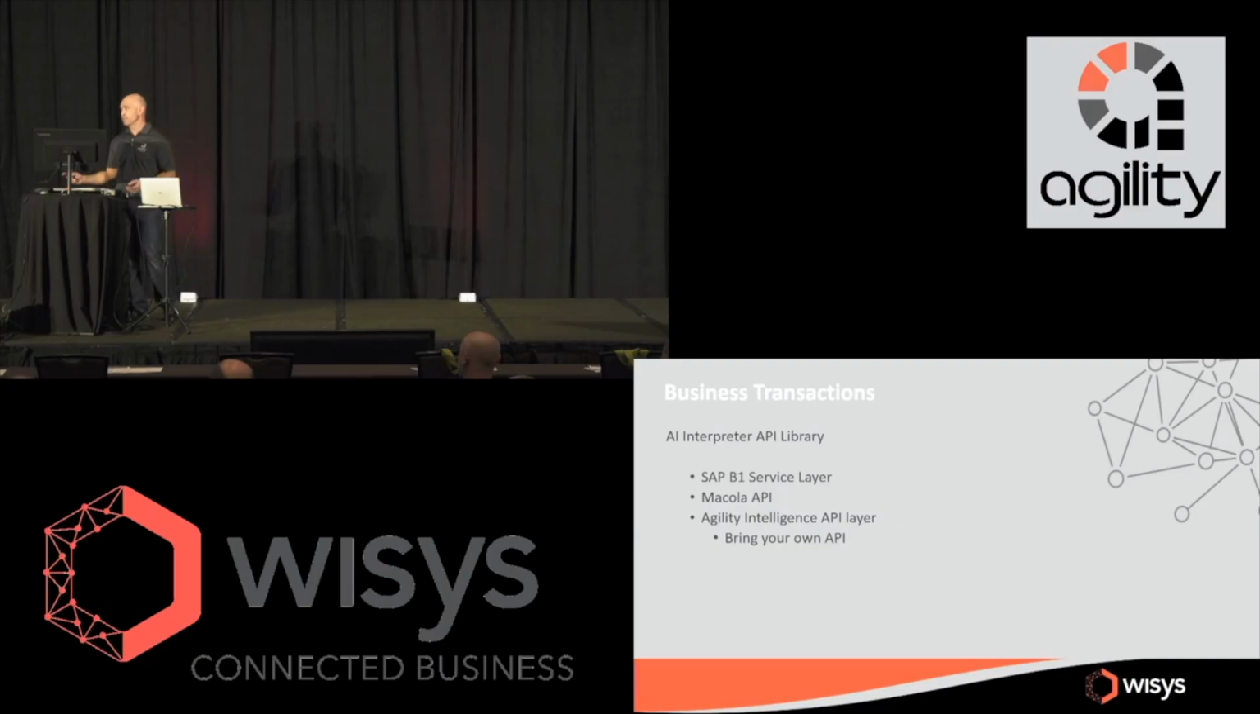The Macola API is new. We created that specifically for the AI Interpreter, or I'm sorry, Agility Intelligence. We have a Wisys Macola SDK, which is just old school .NET Framework transactions and so on. But now we have taken that and added a REST API layer around the existing Wisys Macola SDK. And then of course, Agility Intelligence is an API invoking engine, so bring your own API to process these documents.